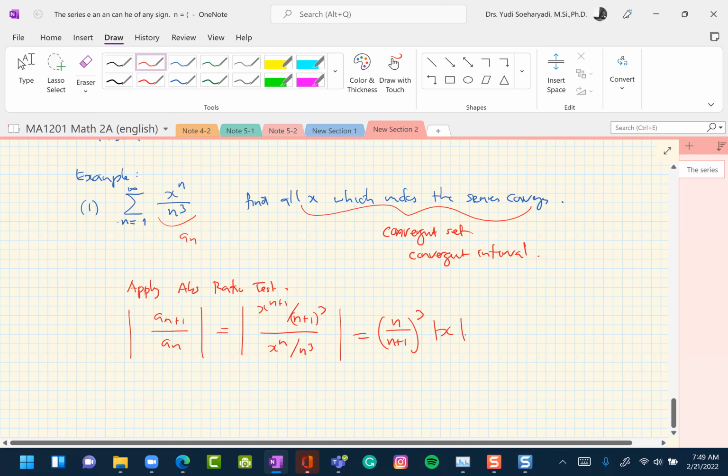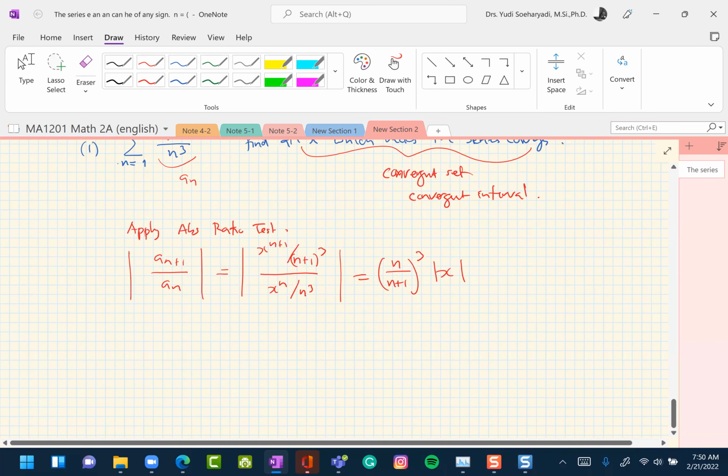Okay, remember what the conclusion of the ratio test is. The ratio test compares the limit to the value one. Smaller than one converges. Bigger than one diverges. And equals one, no conclusion. Okay, so let's see. Here, that pretty much depends on x.